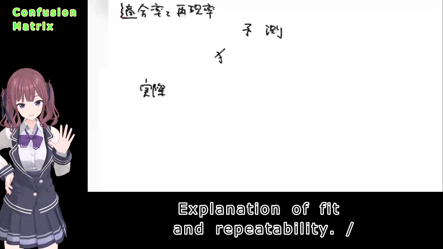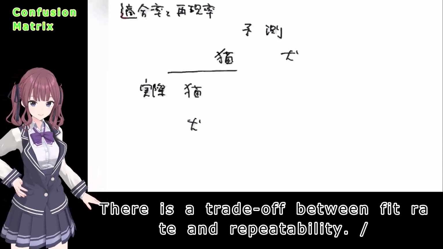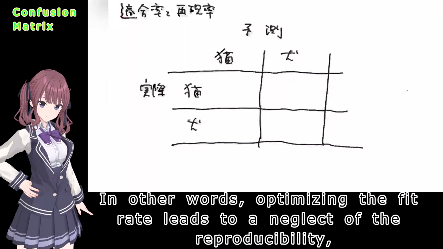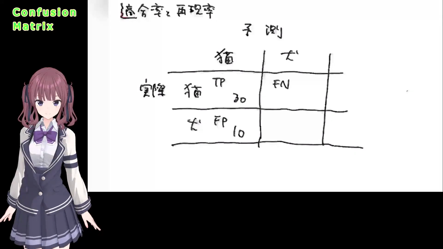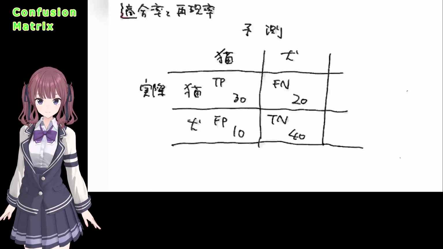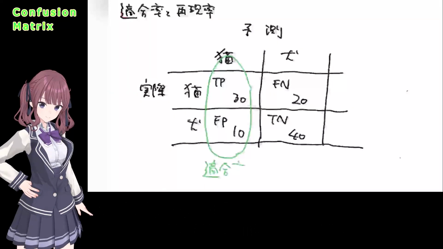Explanation of fit and readability. There is a trade-off between fit rate and readability. In other words, optimizing the fit rate leads to a neglect of the reproducibility, or a reduction of the reproducibility. Strictly speaking, pop and then are inversely proportional.